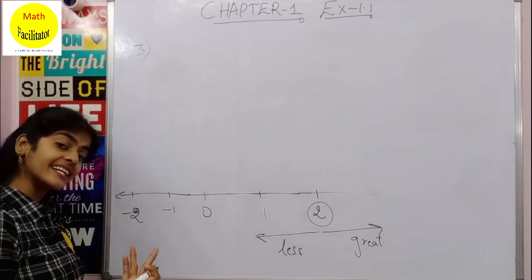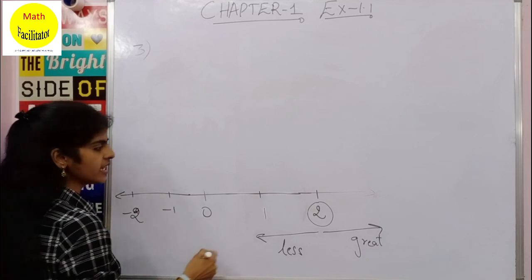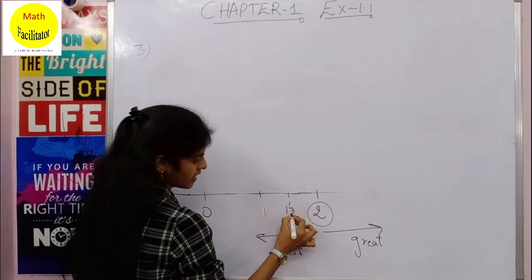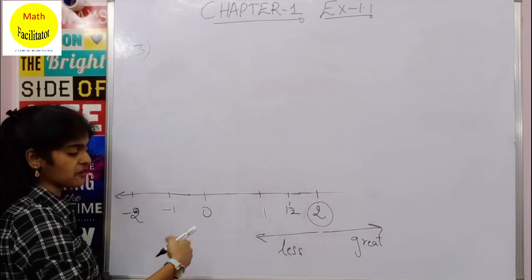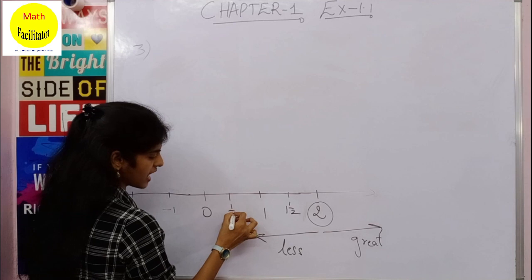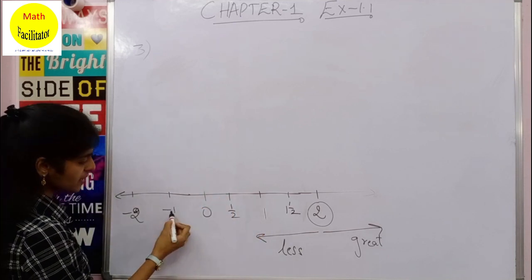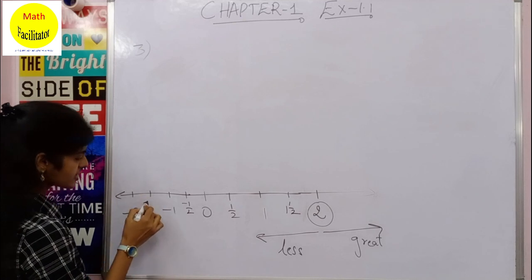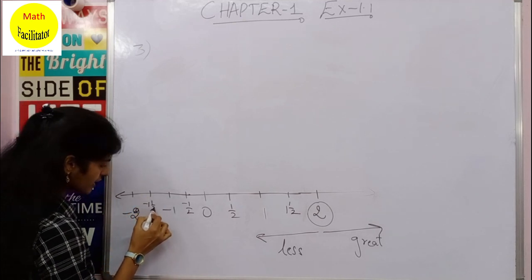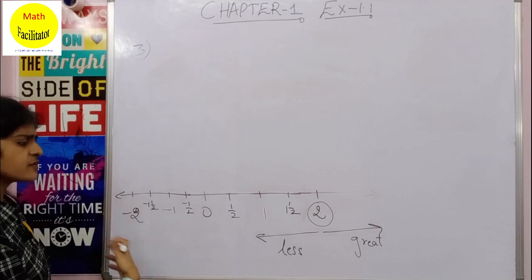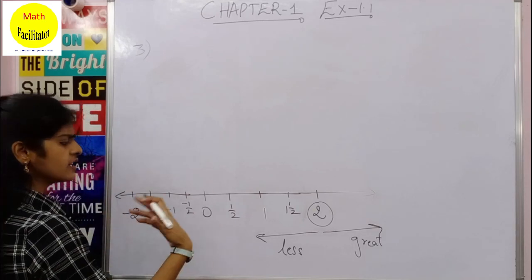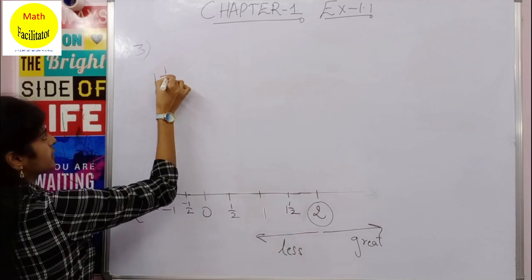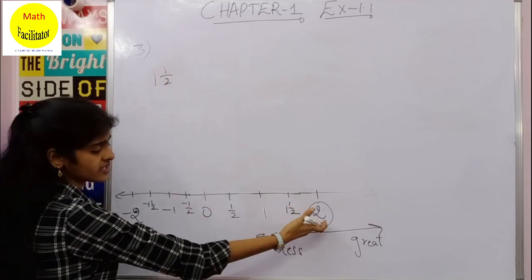Simply, you can take any number of rational numbers which are less than 2. To make it simple, let us take this way. In between 1 and 2 you will have 1 and a half. Between 0 and 1 you will have half. Between 0 and minus 1 you will have minus half. Between minus 1 and minus 2 you will have minus 1 and a half. In this way you can take a number of rational numbers. So you have 1 by 2, which is less than 2 because it is to the left of 2.